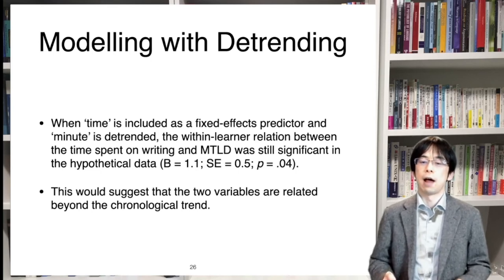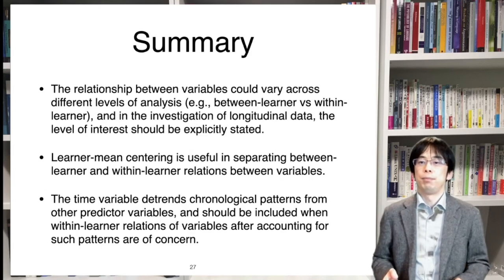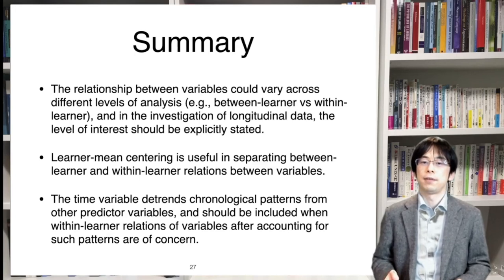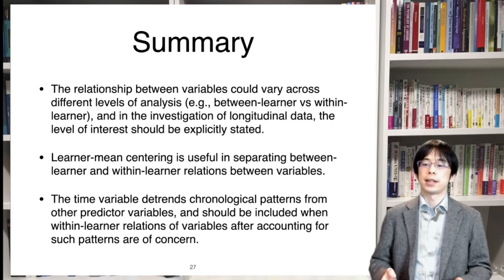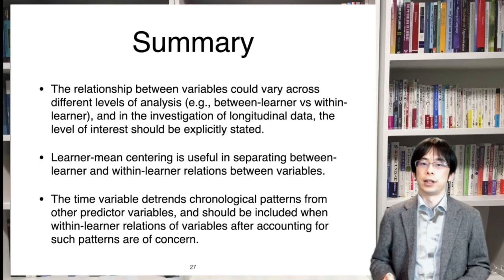So even after controlling for the chronological trend, the two variables were still significantly correlated. To wrap up, the relationship between variables could vary across different levels of analysis. And in the investigation of longitudinal data, the level of interest should be explicitly specified and stated. Learner mean centering is a useful technique in separating between learner and within learner relations between variables. The time variable detrends chronological patterns from other predictor variables and should be included when within learner relations of variables after accounting for such patterns are of concern.